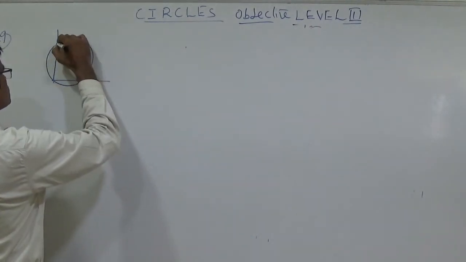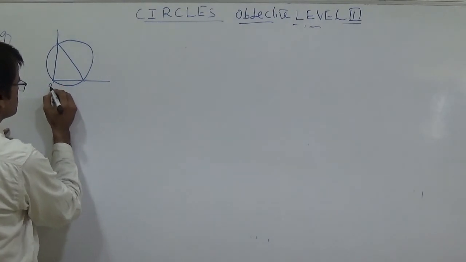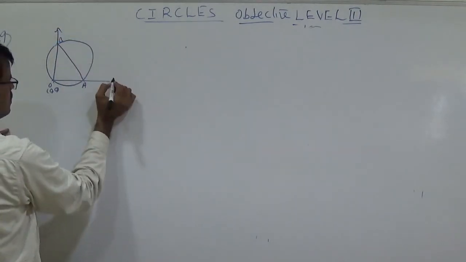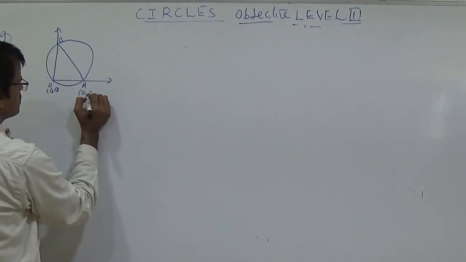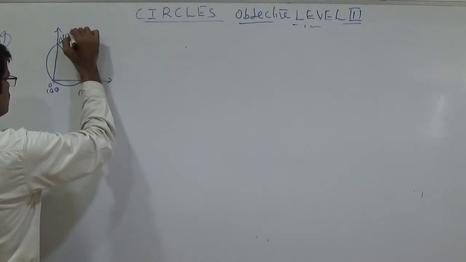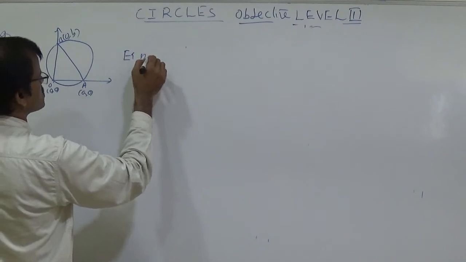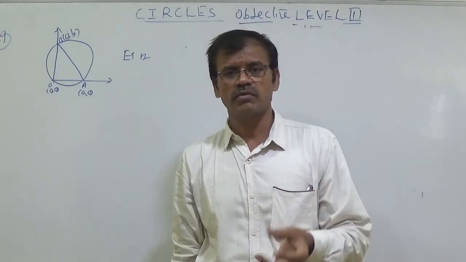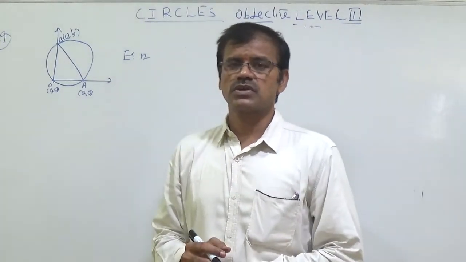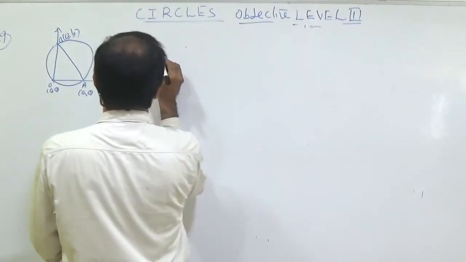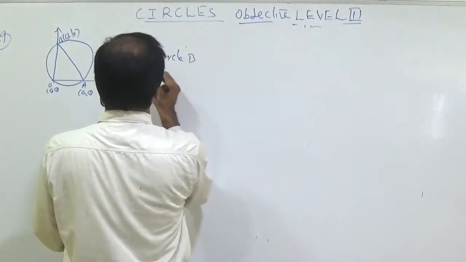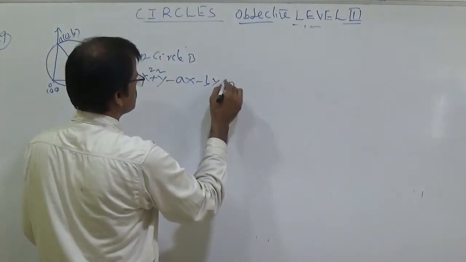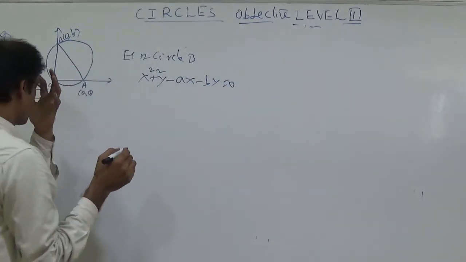Draw the circle like this, passing through the origin. Put here O 0, 0. Put here A, small a, 0, and B, 0, b. Whenever a circle passes through 0, 0 and has intercepts a, b on the coordinate axes respectively, the formula we discussed plenty of times, the equation of such a circle is x square plus y square minus ax minus by equal to 0. It is the equation of the circle.